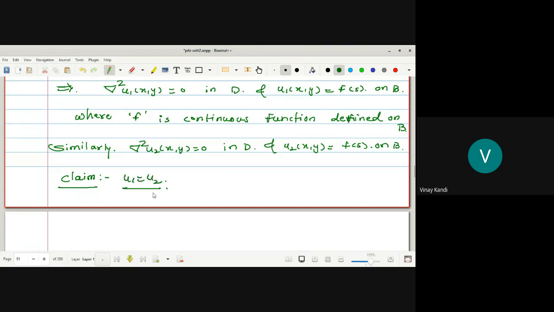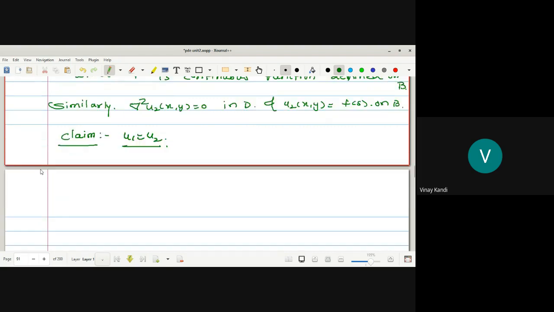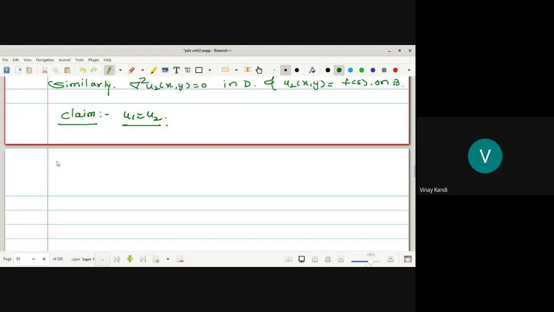Define first v is equal to u1 minus u2. If we prove that the function v is 0, then u1 is equal to u2. So here v is equal to u1 minus u2, so del square v is equal to del square of u1 minus u2, which is equal to del square of u1 minus del square of u2.